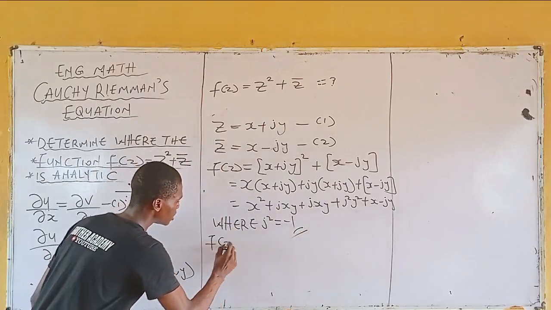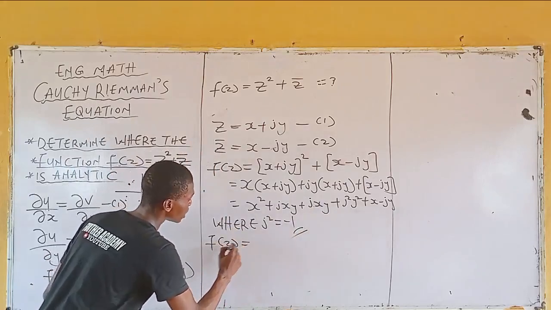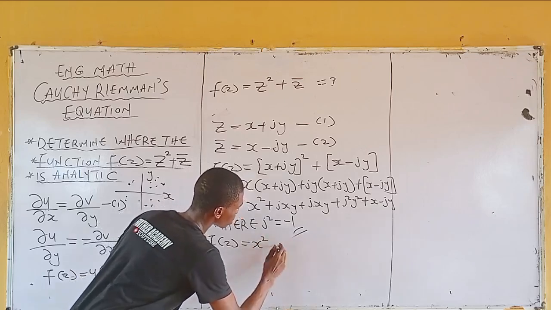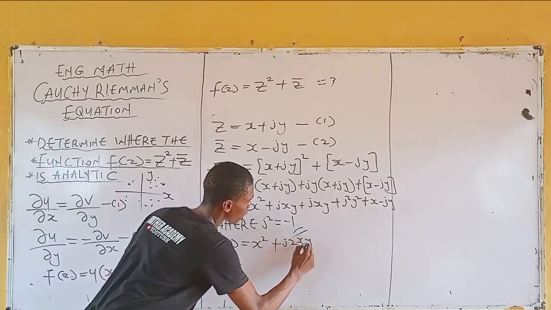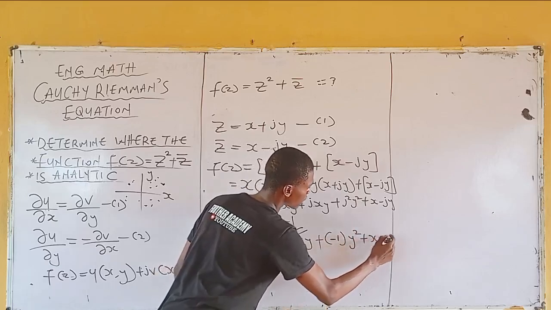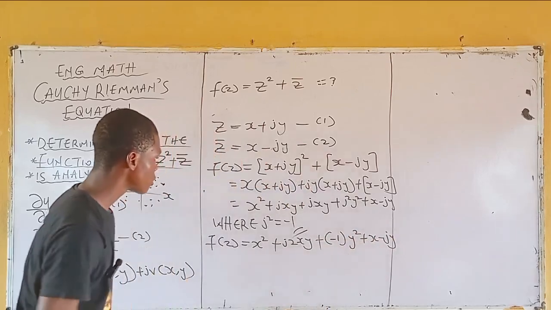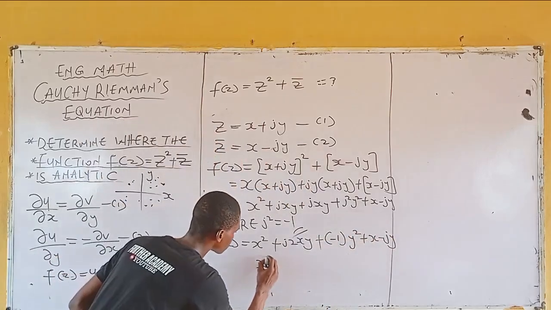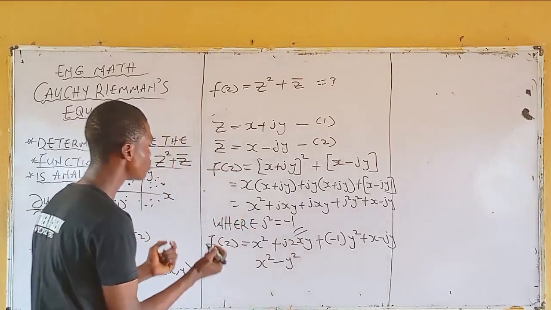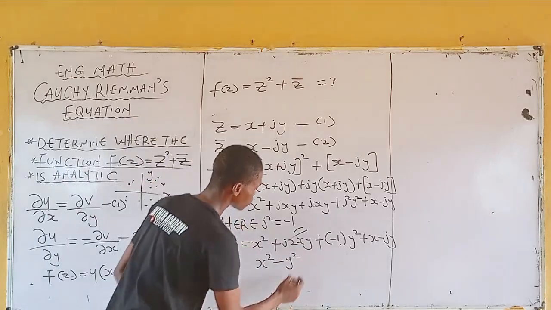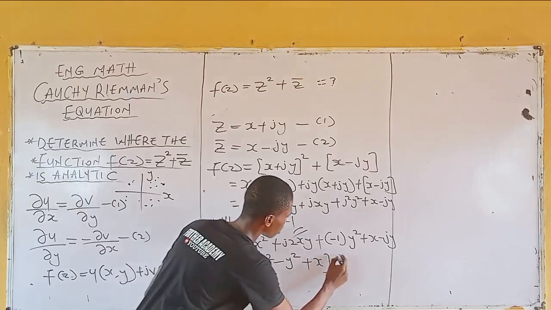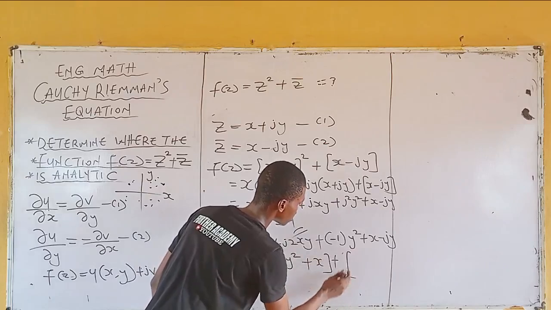So I have f of z equals x squared plus j2xy, minus 1 multiplied by y squared, plus x minus jy. Up to this level, I have x squared minus y squared. Let's collect like terms and group. I have x squared minus y squared plus x, plus j all into brackets. What do you have?